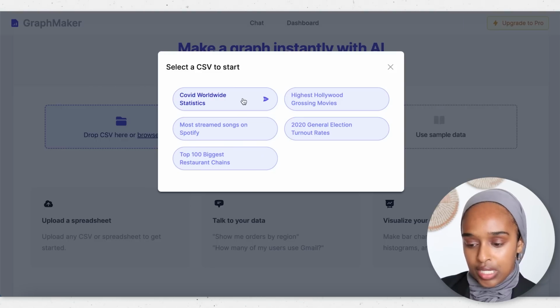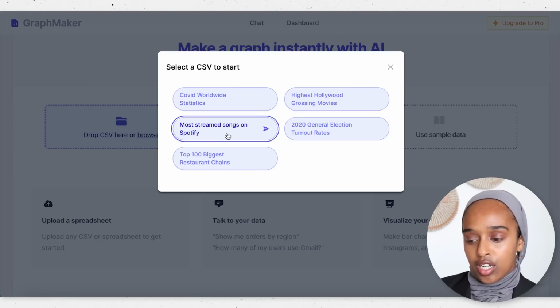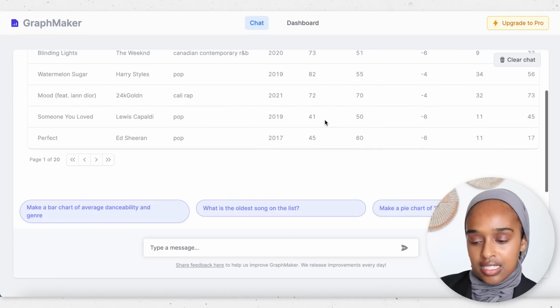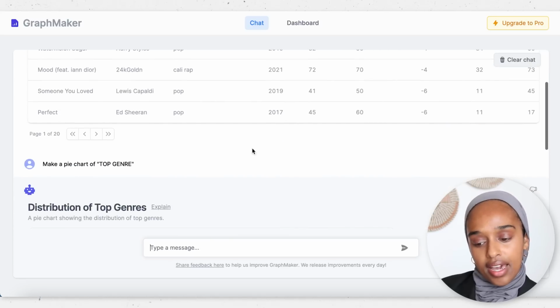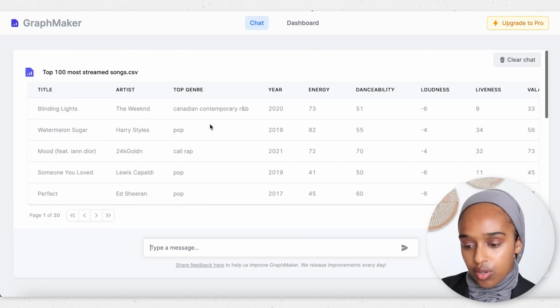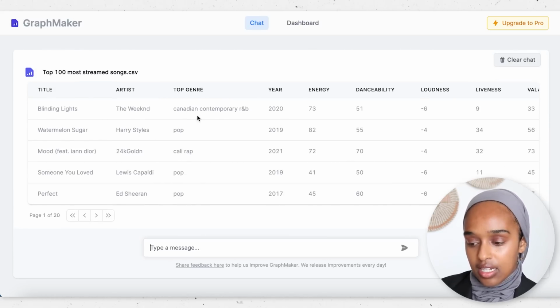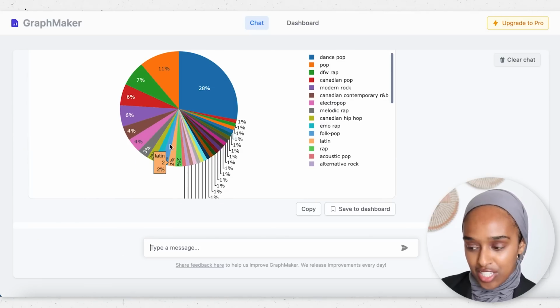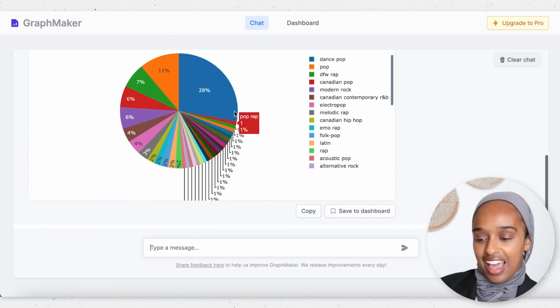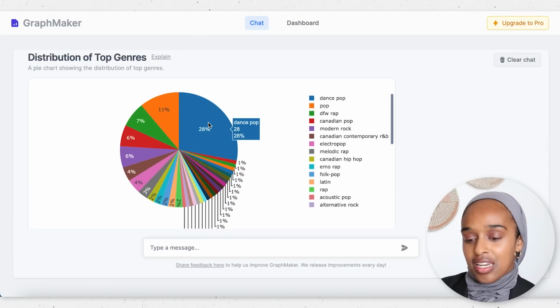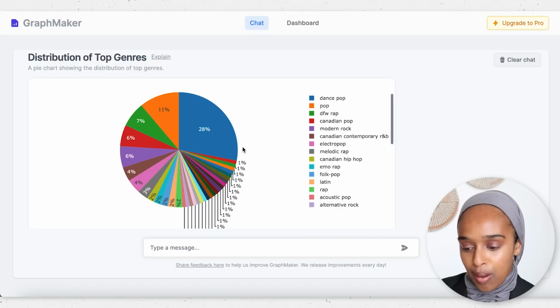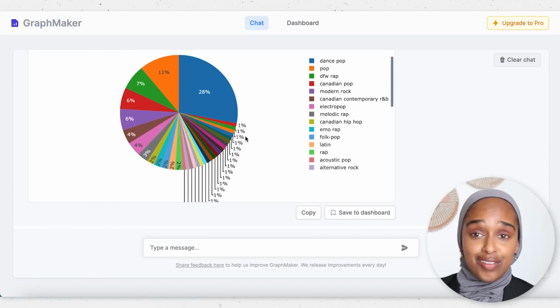So let's just use some sample data so you can see what that could look like. Here's the data, it's all given to me there. Then I've asked it to make a pie chart of top genre. So that is this column here. And as you can see, it has made me a pie chart, and that was really quick actually. You can clearly see that the largest category is dance pop, and then the smallest categories are over here with 1%. So this is lovely, I think this is great.